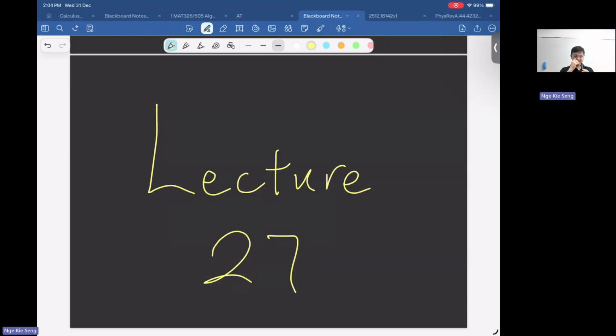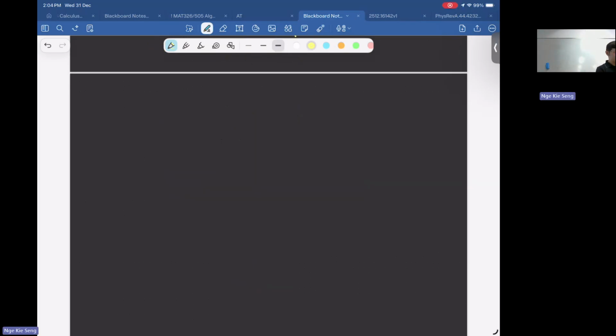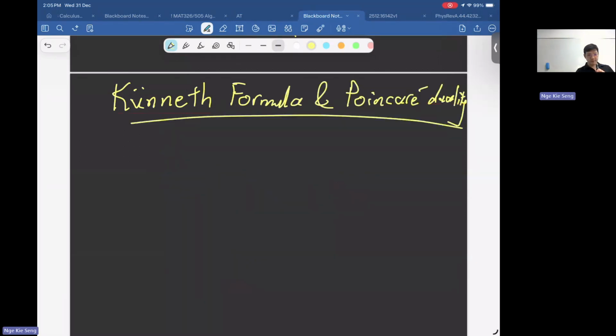Right. Let's start. Okay, so this is our final class. Let's get to the final stuff. There are two more things we want to introduce today. One is the Künneth formula, and the other one is Poincaré duality. These two things are the main stuff to talk about.